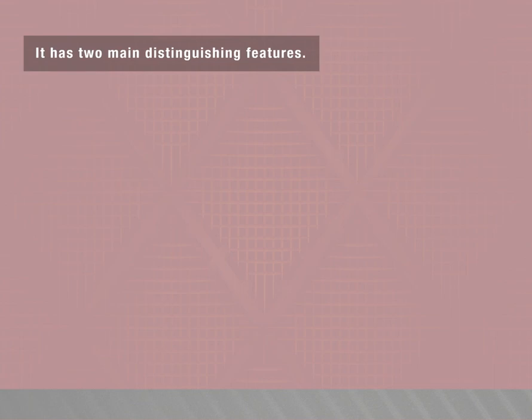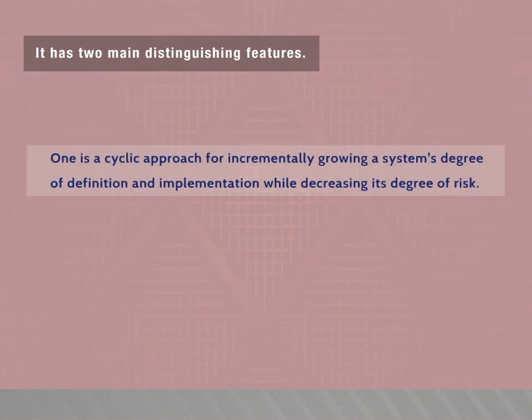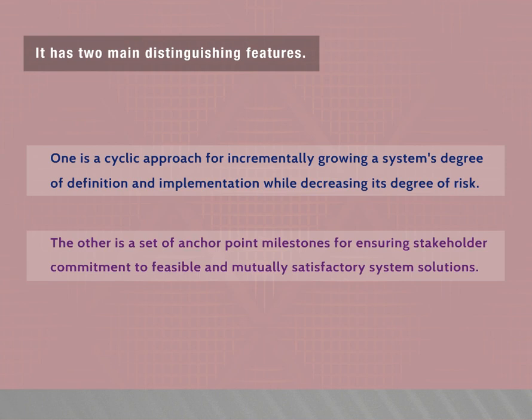It has two main distinguishing features. One is a cyclic approach for incrementally growing a system's degree of definition and implementation while decreasing its degree of risk. The other is a set of anchor point milestones for ensuring stakeholder commitment to feasible and mutually satisfactory system solutions.